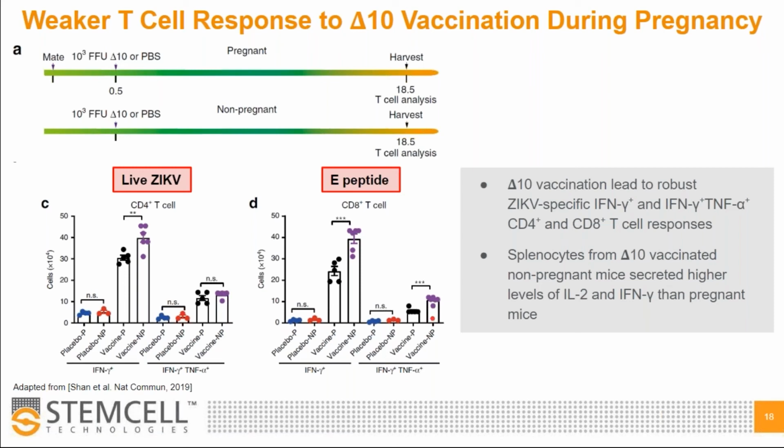They also observed a similar pattern when looking at the secreted cytokines in pregnant versus non-pregnant mice, where they saw that non-pregnant mice secreted higher levels of IL-2 and interferon gamma than pregnant mice. So they concluded that the T-cell response to delta-10 vaccination is weaker during pregnancy. And this is consistent with what we discussed in the beginning, that in pregnancy, the cell-mediated immunity is suppressed.